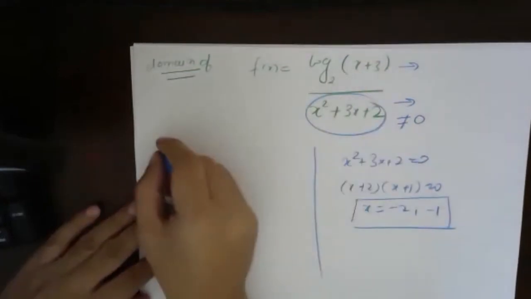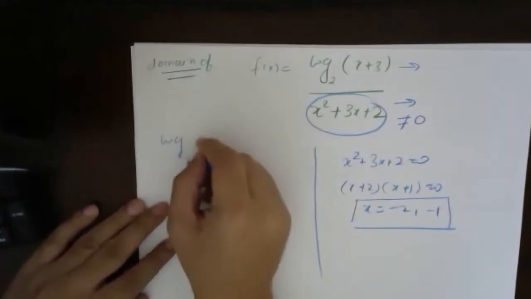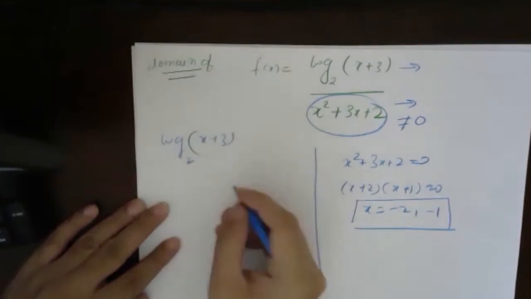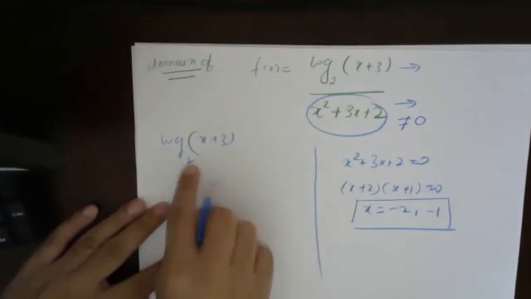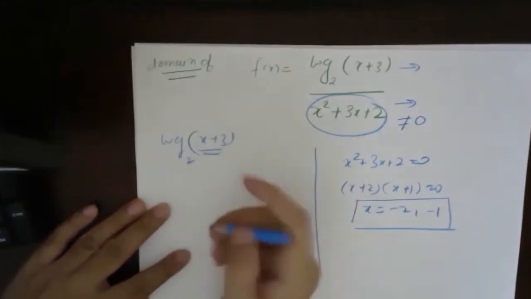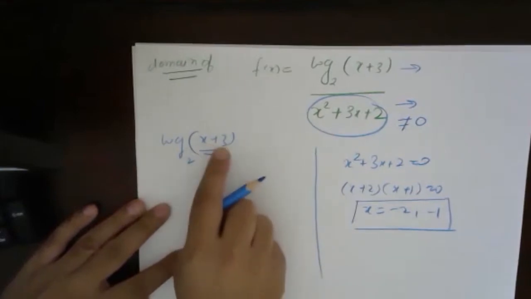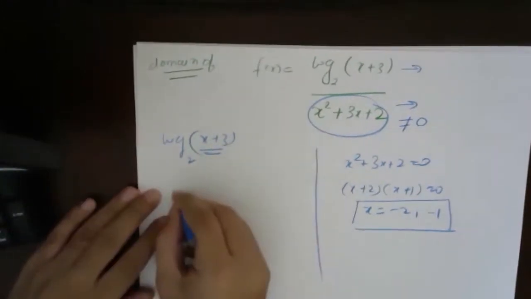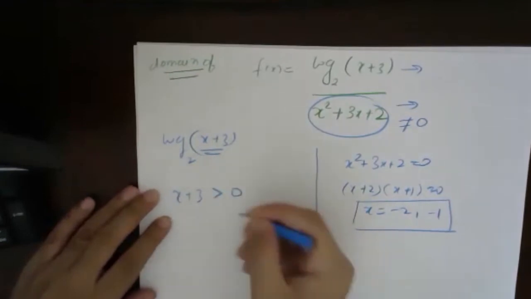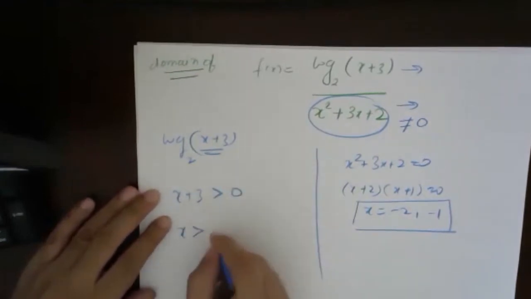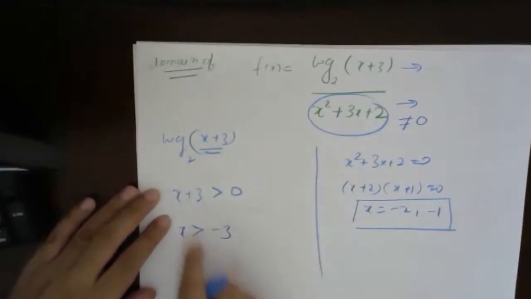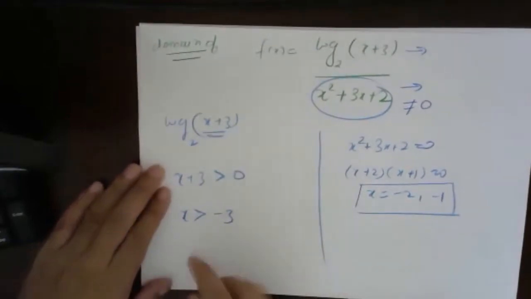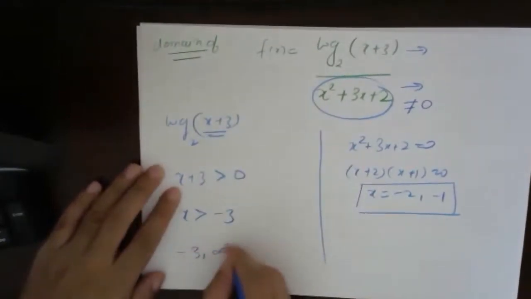This is the numerator. That means log base 2 of x plus 3. Now here it is the log base, so we know the condition on this: x plus 3 should always be greater than 0. That means x should be greater than minus 3. So from this part we are getting minus 3 to infinity.